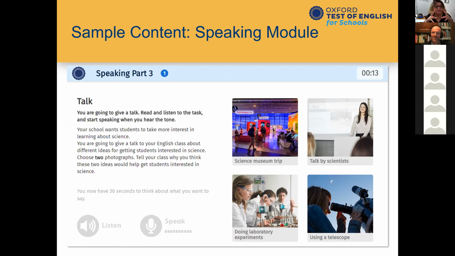All right, so that is really important. No tenemos que describir lo que vemos en la foto. Esto no es un PET de Cambridge. No hay que describir la foto y decir que es una beautiful woman and she is looking up at the sky and she's probably looking at the moon. No, okay? We're talking about using a telescope. We're talking about talks by scientists, science museum trips, and doing laboratory experiments.